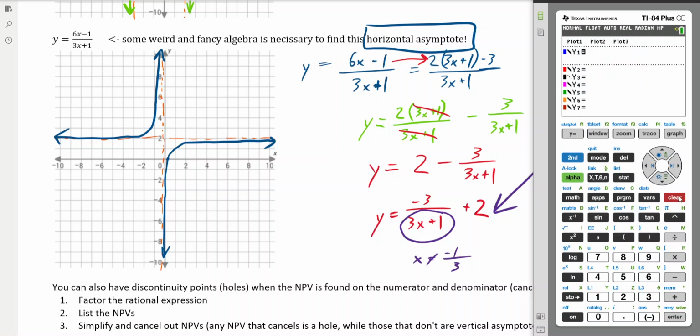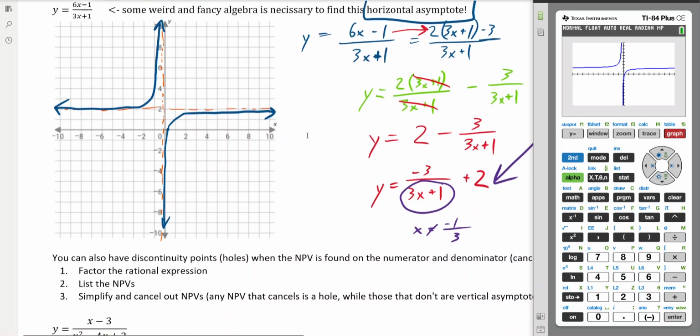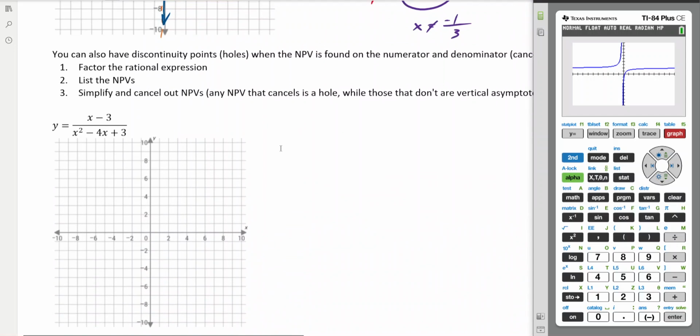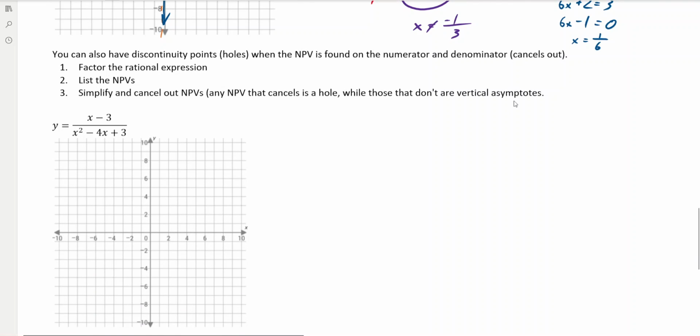So we can try this out just to show what that's going to look like. So we've got 6x minus 1, 3x plus 1, and it'll graph and it'll look very similar. Okay, so those are all the weird asymptote situations. You can also have discontinuity points or holes. These can occur when the NPV that is found on the numerator is also found on the denominator and therefore cancels out. So every time you factor, you just have to be aware of that.